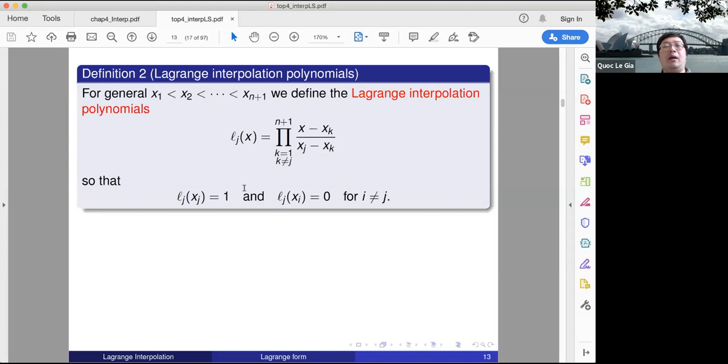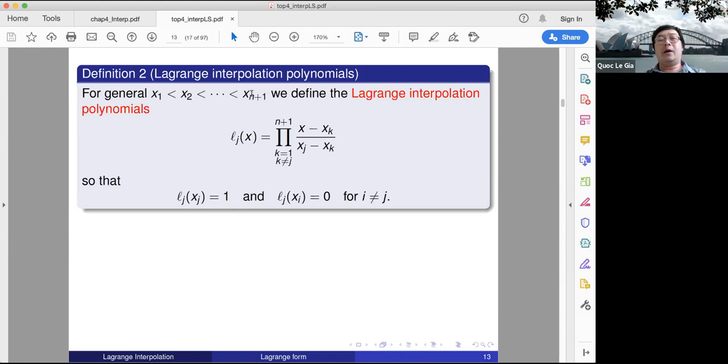You can see that when you put xj into Lj, it equals 1 because it cancels out. You have xj minus xk on the top and xj minus xk on the bottom, so it just cancels out. Otherwise, if you put in xi different from j, it just equals 0, because one term disappears. So that is the general form when you have n plus 1 points. In our example we study only 4 points.